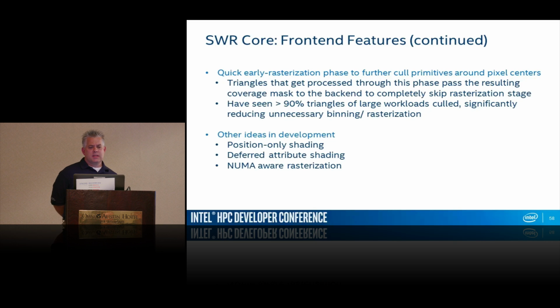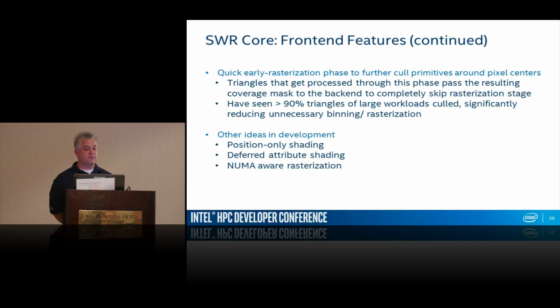A couple other things that we are working on. We have a quick early rasterization phase that can be enabled to further cull primitives around pixel centers. And we've seen that in HPC workloads, upwards of 90% of triangles can be culled in this early rasterization phase, which allows us then to skip parts of rasterization and pass right on to the back end.